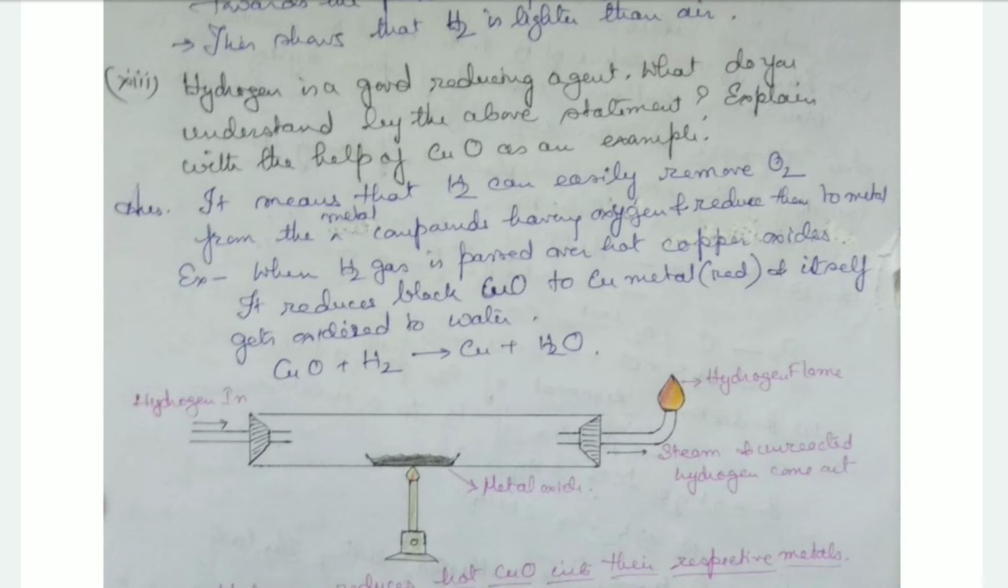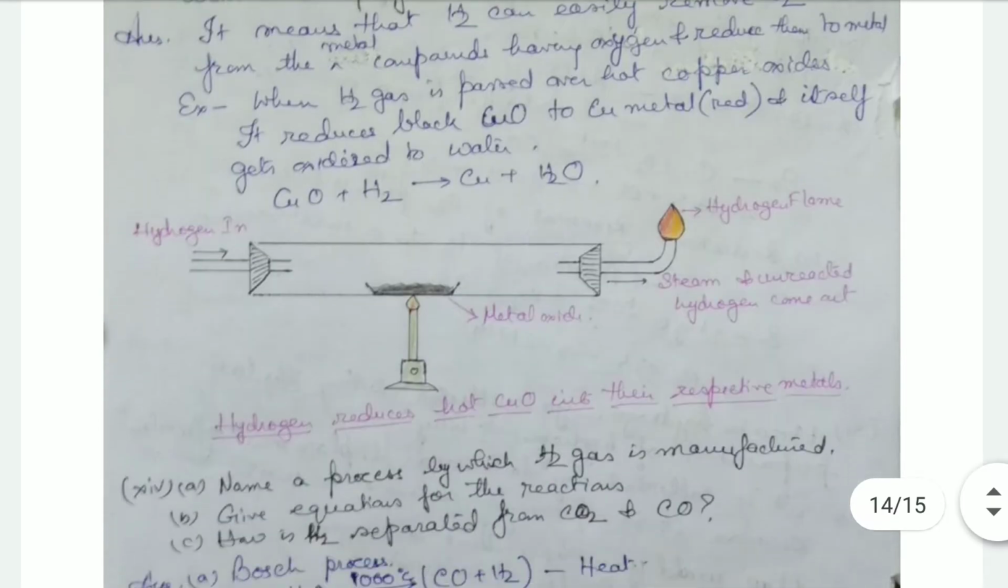metal. Okay, when hydrogen gas is passed over hot copper oxide, this I told you in the previous reaction experiment. Okay, so this is the representation of the reaction only. So see, this is the test tube. It has been taken where the metal oxide is there, hydrogen gas is passing through.